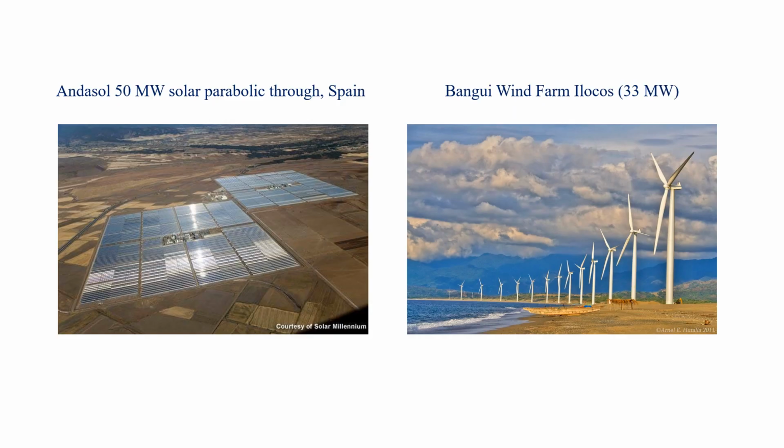Just in comparison, you have here your Andasol 50 megawatt solar parabolic trough in Spain. So it really takes up a lot of space. And this is the Bangui wind farm in Ilocos, which can produce 33 megawatts of electricity. But as you can see, your wind farm can actually take up a lot of space. So as you can see here, it takes up mostly the shoreline of your ocean.